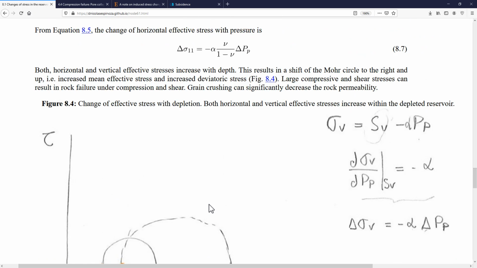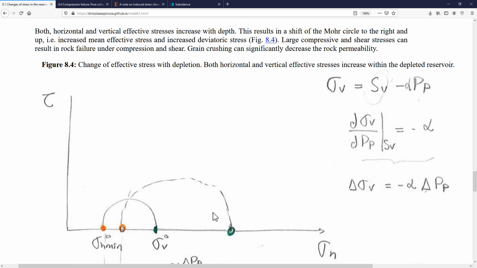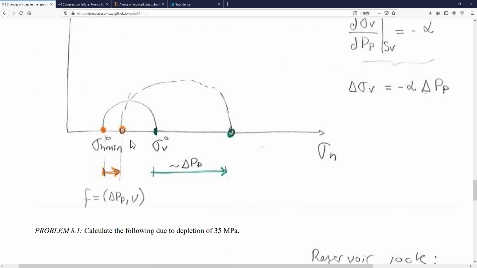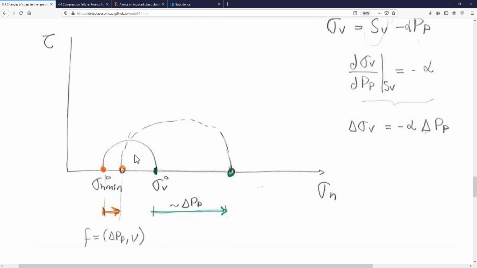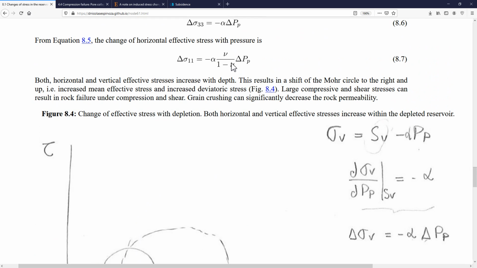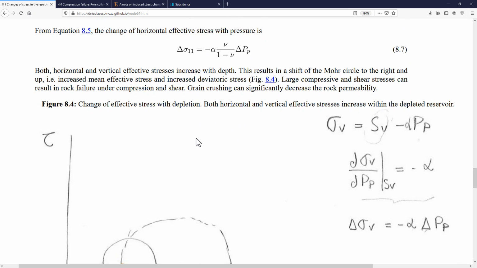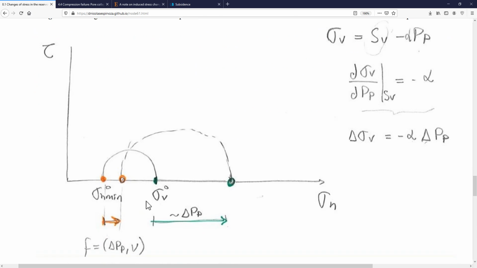It is actually the pore pressure times the Biot coefficient, so a little bit less than the pore pressure, and the effective horizontal stress is also going to change. Not as much as the vertical effective stress, but it's also going to increase, and it's going to be proportional to the Biot coefficient and the ratio of Poisson ratio divided by 1 minus Poisson ratio. This is what is going to tell me the change of effective stress.